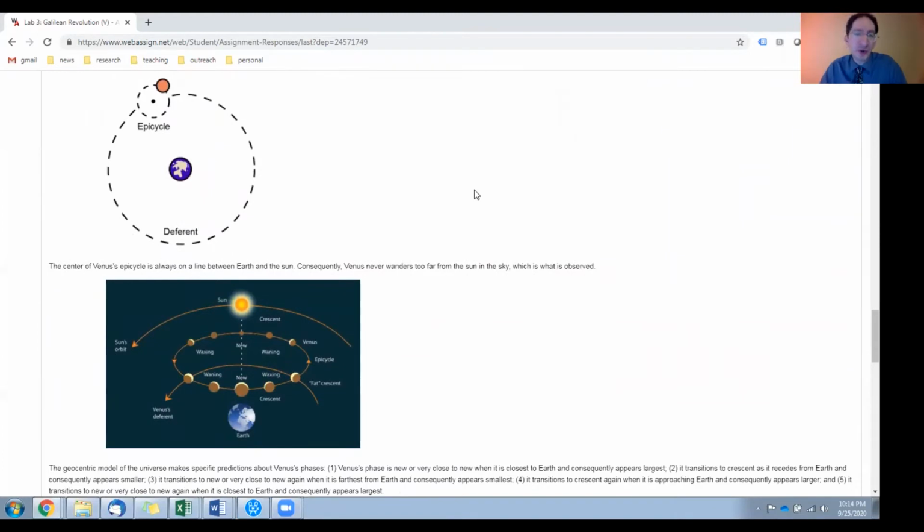Now with the geocentric model, Earth is of course at the center. Planets ride on little circles called epicycles, and epicycles ride on larger circles called deferents, and those deferents are centered on or near the Earth.